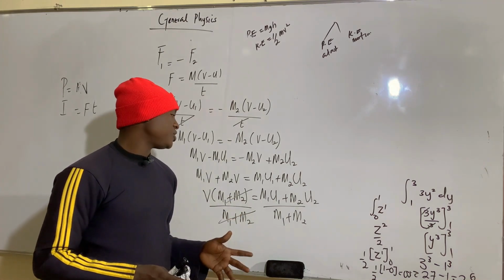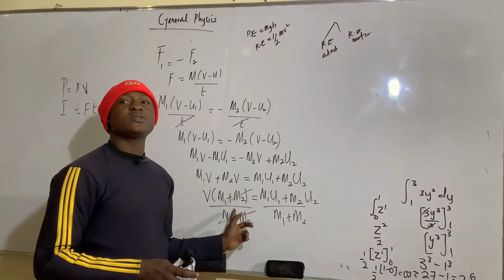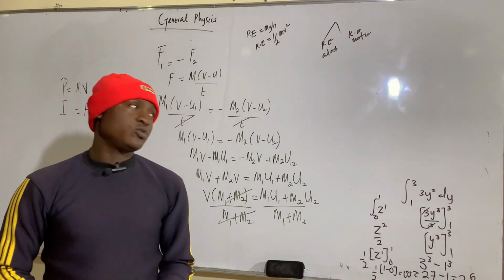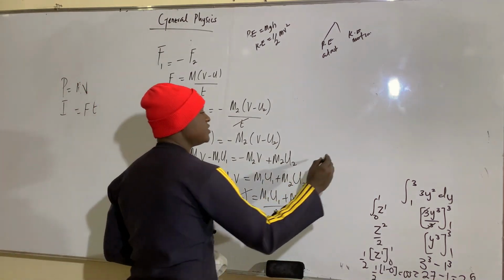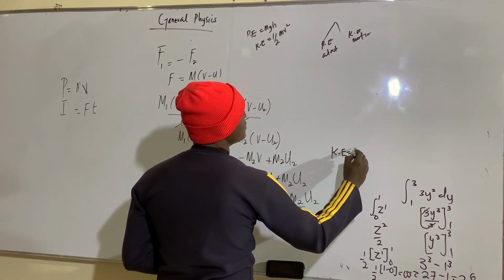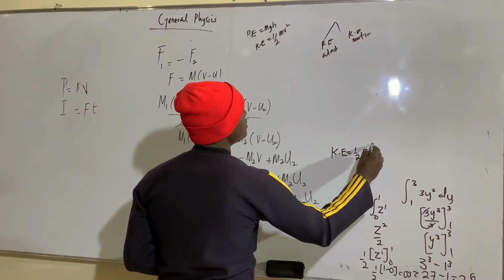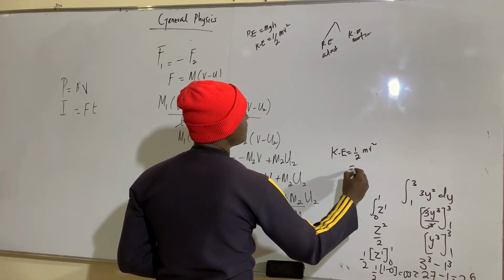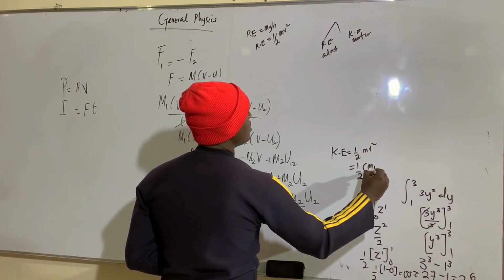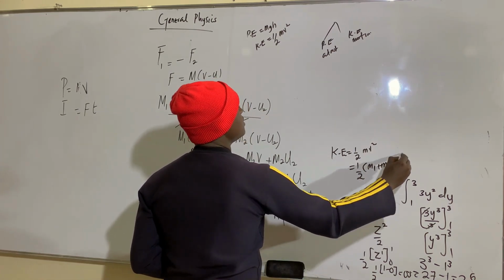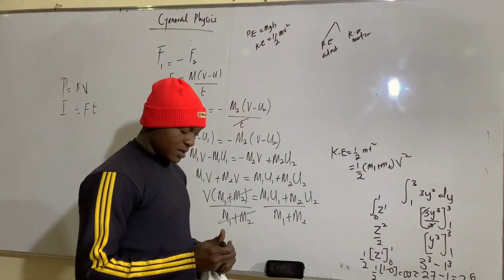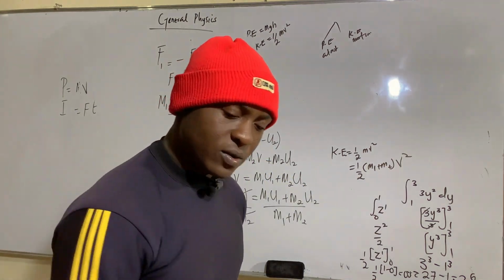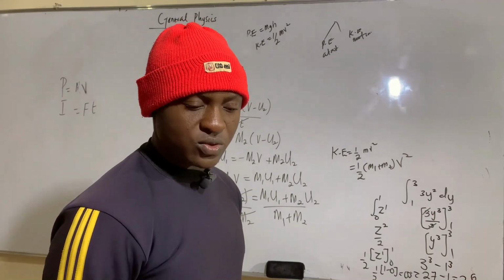So in a situation where we are given all the values, we have to find the common velocity of two objects. And if we even have to find the kinetic energy, we know kinetic energy is nothing but half mv squared. And from here, if it is two masses, we can have m1 plus m2, then all squared of their final common velocity. So let's take a look at maybe one or two questions from here.